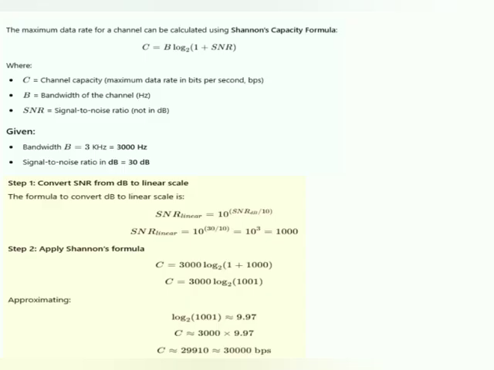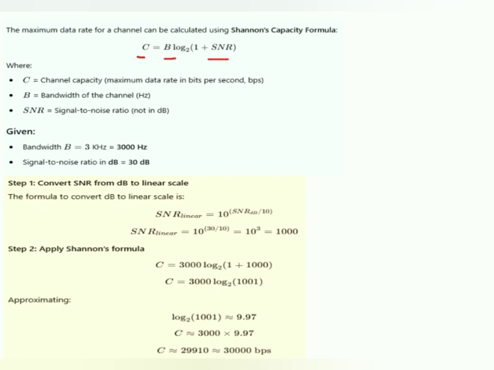Since it is a noisy channel, the maximum data rate for a channel is calculated using Shannon's capacity. The Shannon's capacity formula is C equals B log base 2 of 1 plus signal to noise ratio. Here C stands for channel capacity, B for bandwidth of the channel, and the signal to noise ratio is in ratio form, not in decibels form. So we have to convert the decibels into signal to noise ratio form.